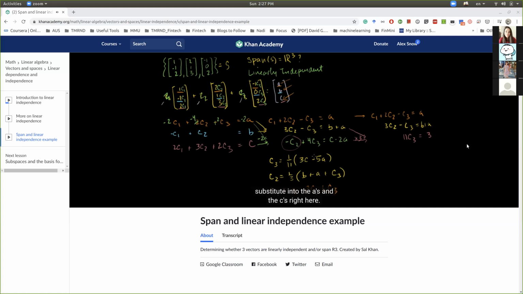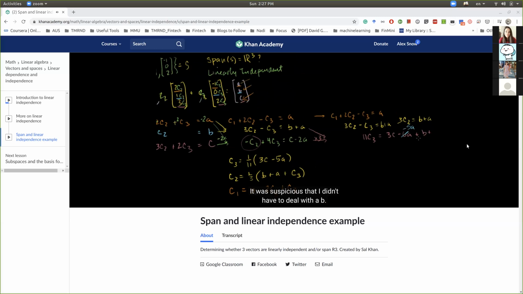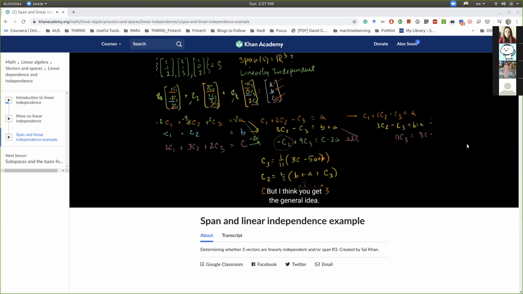And oh, sorry, I forgot this B over here. There's also a B. It was suspicious that I didn't have to deal with the B. So this is 3C minus 5A plus B. Let me write that, plus a B, there in parentheses. But I think you get the general idea. You give me your A, B, and C. Any real numbers can apply.